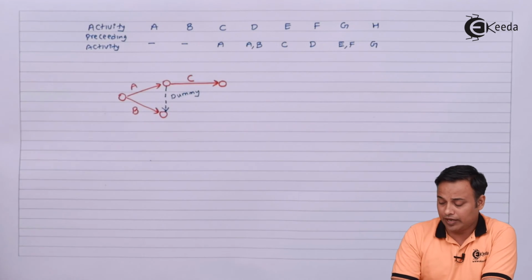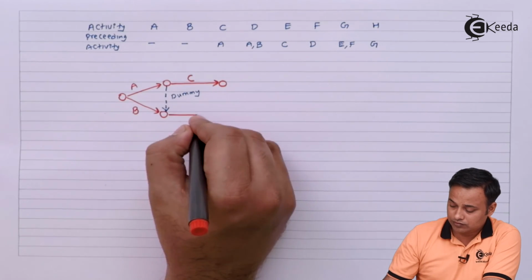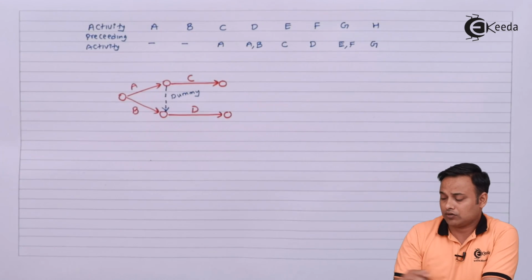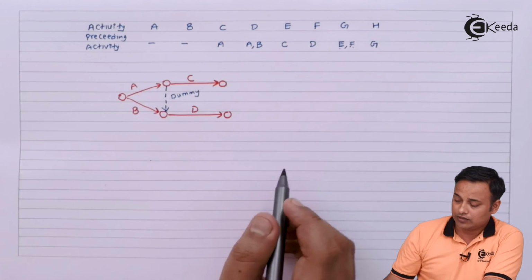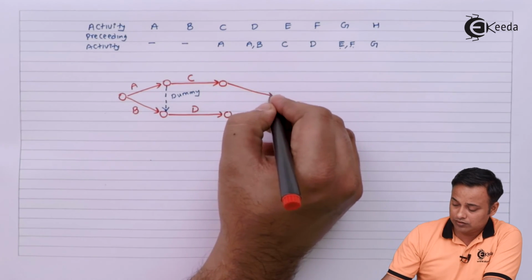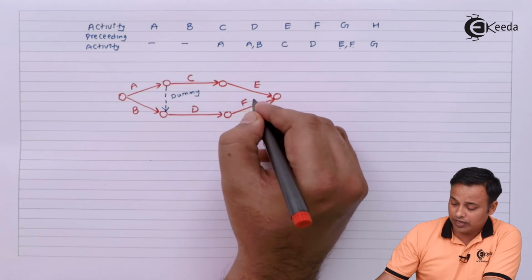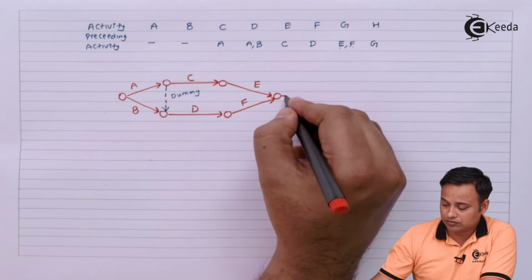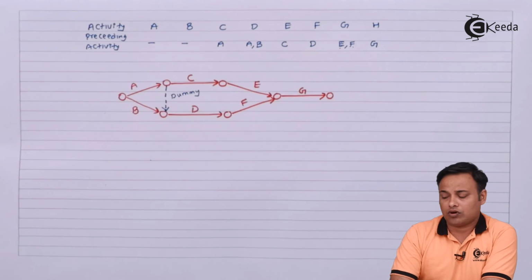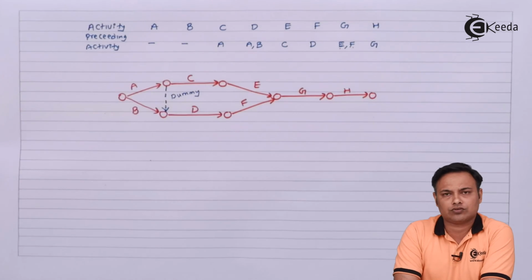Once I have joined A and B, now I can start with something called as D. Now C के बाद E और D के बाद F और मुझे D, E और F कंबाइन भी करना है. C के बाद E, D के बाद F and I will combine E and F, वहां से निकलेगा G और G के बाद आएगा H. So we have drawn the diagram.